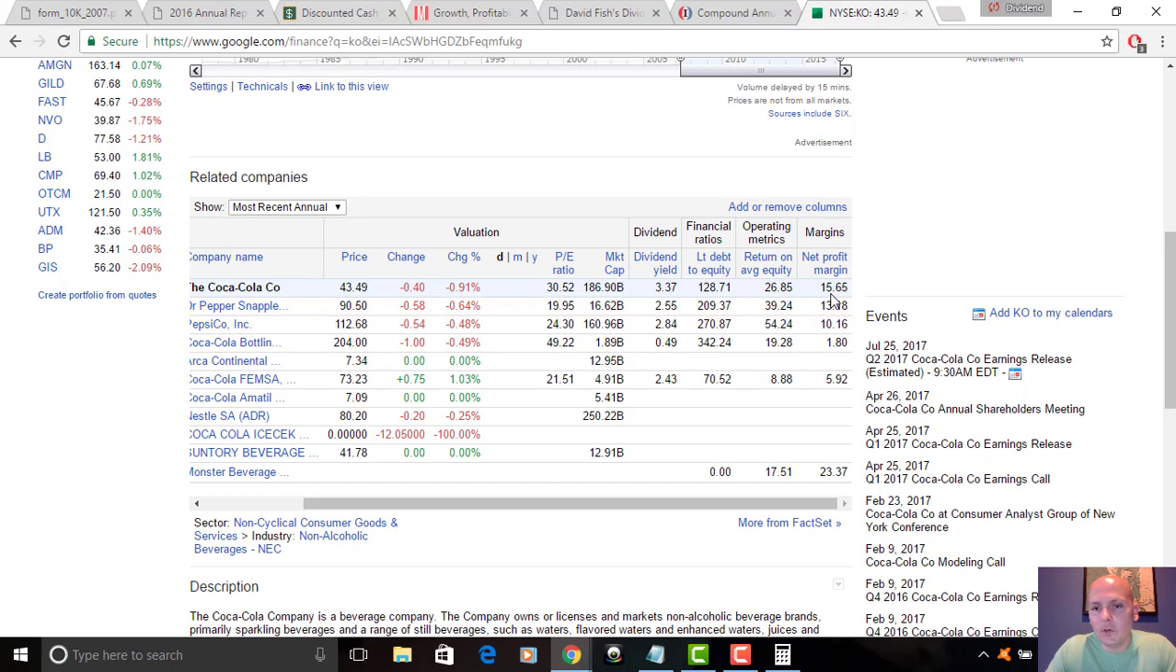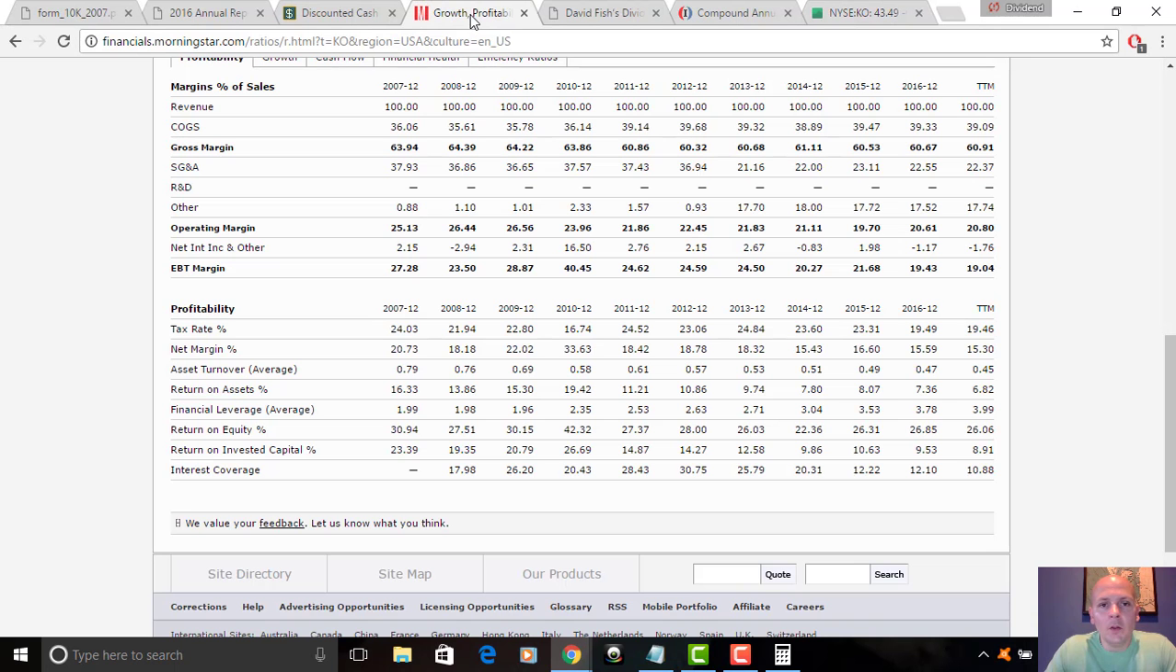Net margins, they're beating out DPS and PEP there. Return on equity, maybe not faring quite as well, but keeping in mind that Coke's balance sheet actually looks a little better than Pepsi and Dr Pepper Snapple. So just looking at these key ratios real quick, the long-term debt to equity. Those are the main areas I'm looking at.